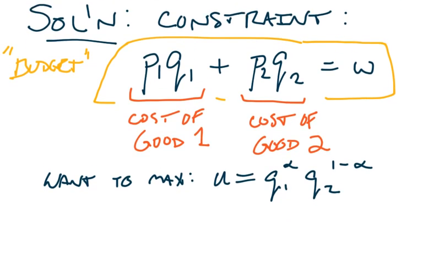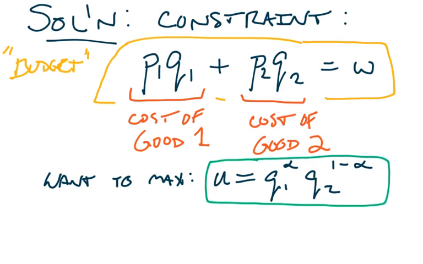It doesn't have to be enjoyment. It could be a variety of things. Utility is a very broad term. Regardless, the thing that we want to maximize is this utility function, Q1 to the alpha, Q2 to the 1 minus alpha.